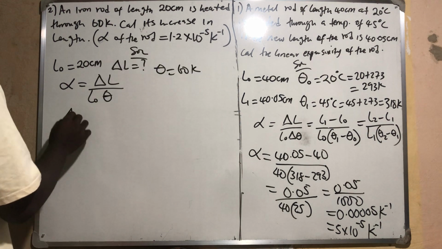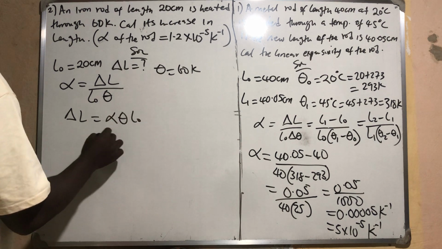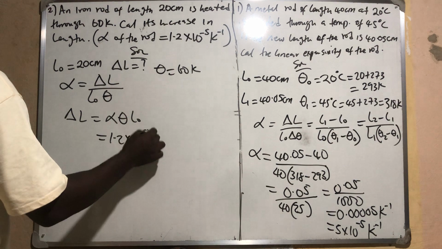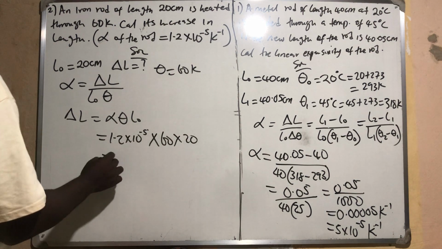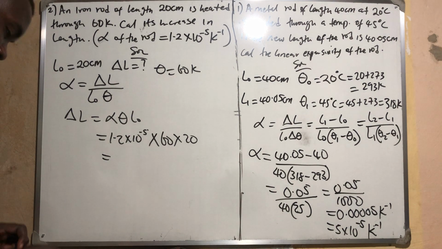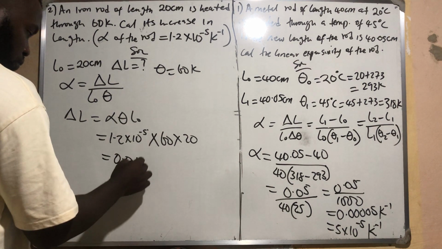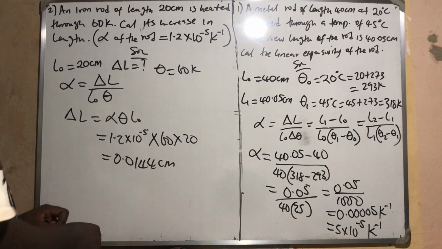So I know that my change in length will now be alpha theta L0, which is 1.2 times 10 raised to power minus 5 times 60, then times 20. If you multiply everything out, you'll be having 0.0144 cm. So this is the increase in length.